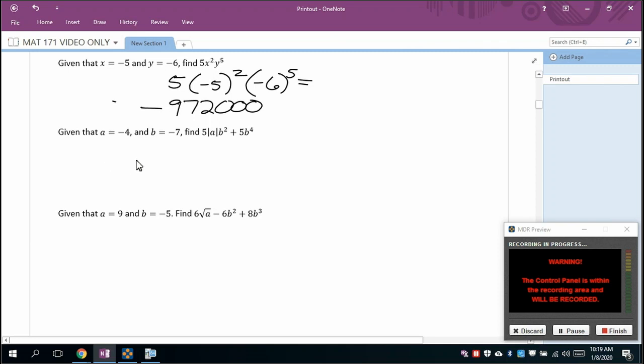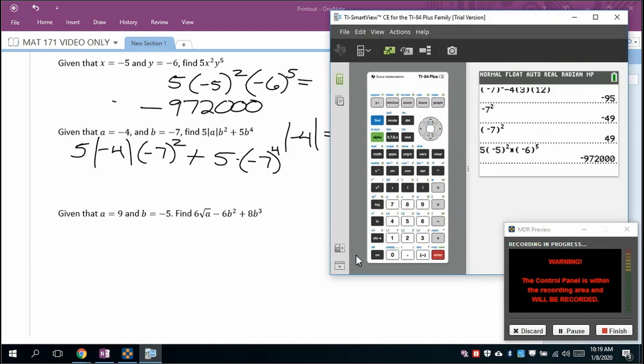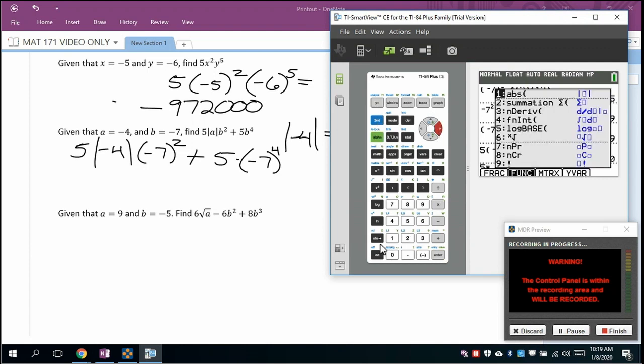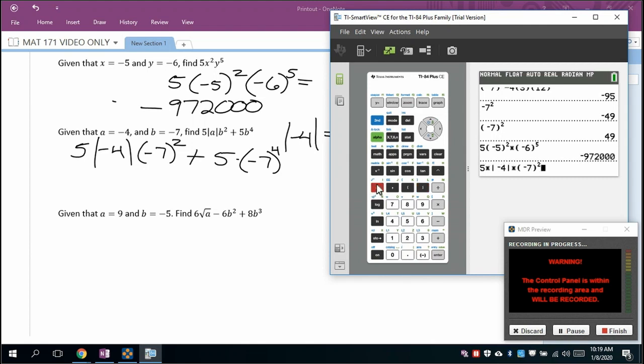Now, a is negative 4, so 5 times negative 4 and negative 7 squared. Keep in mind, the absolute value of something is the value of a number without regard to its sign, so the absolute value of negative 4 is going to be 4. However, you can actually do this on the calculator. Watch. 5 times, and to get absolute value, hit alpha and y equals, and you can scroll over to abs, and then type in negative 4, then times negative 7 squared, plus 5 times negative 7 to the fourth.